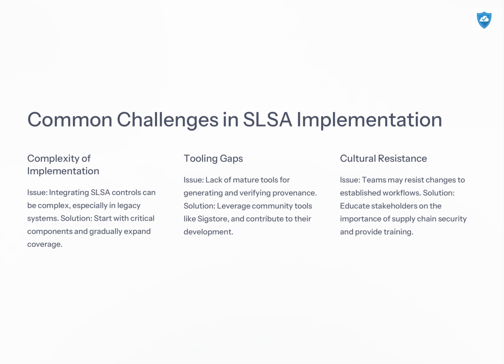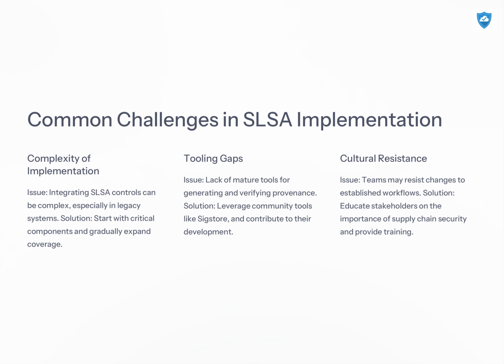Implementing SLSA controls comes with its own set of challenges. Firstly, the complexity of the implementation can be daunting, particularly when dealing with legacy systems. It's crucial to identify and address the critical components initially, gradually extending coverage to the rest of the architecture. Secondly, there are tooling gaps. Mature tools for generating and verifying provenance are still emerging.